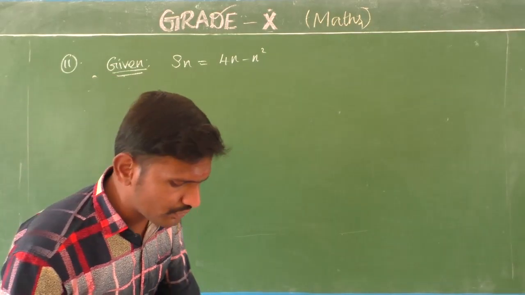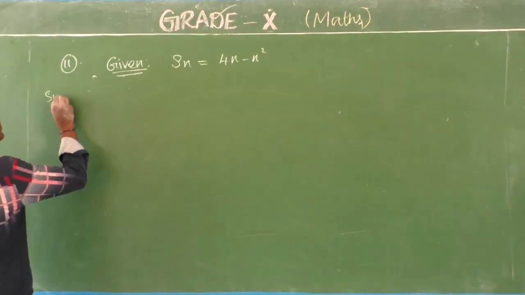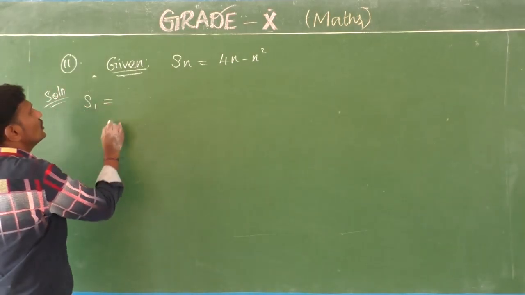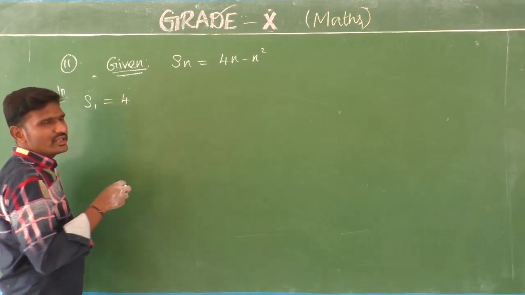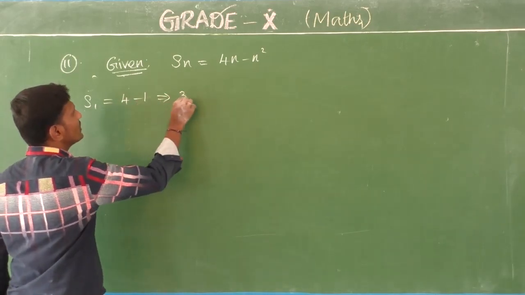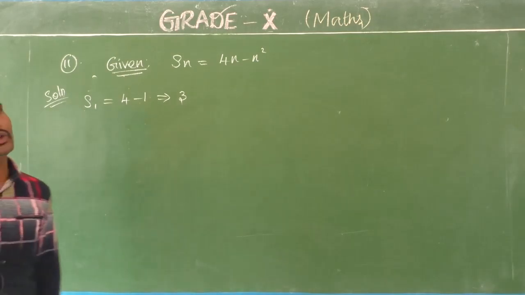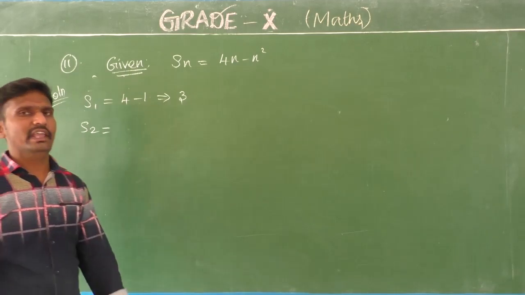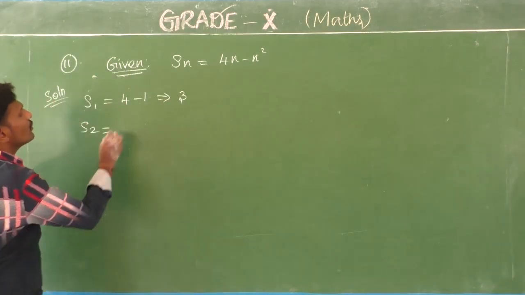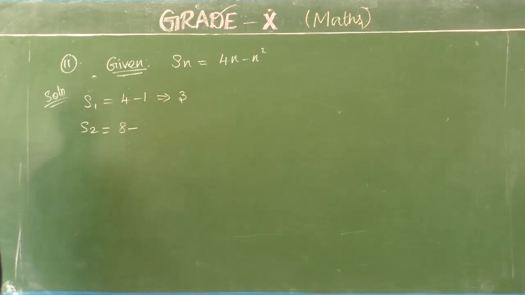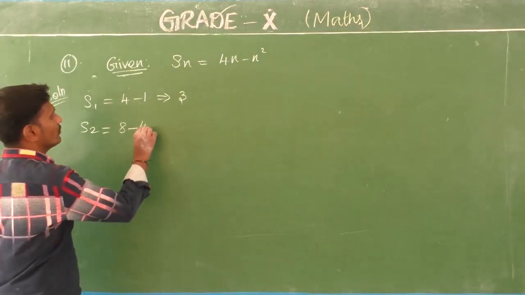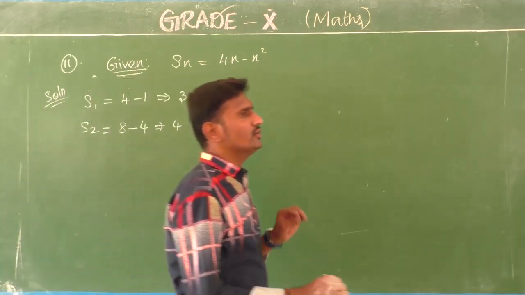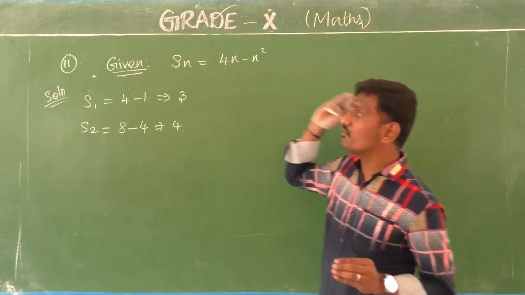So listen carefully. Before that, first I am going to substitute n equal to 1 to get S1. So 4 into 1 is 4, minus 1 square is 1. So S1 is equal to 3. Now coming to S2, which is equal to 4 twos are 8 minus 2 square is 4. So 8 minus 4 is 4. Yes, students. Okay. So this is your sum of the first terms.